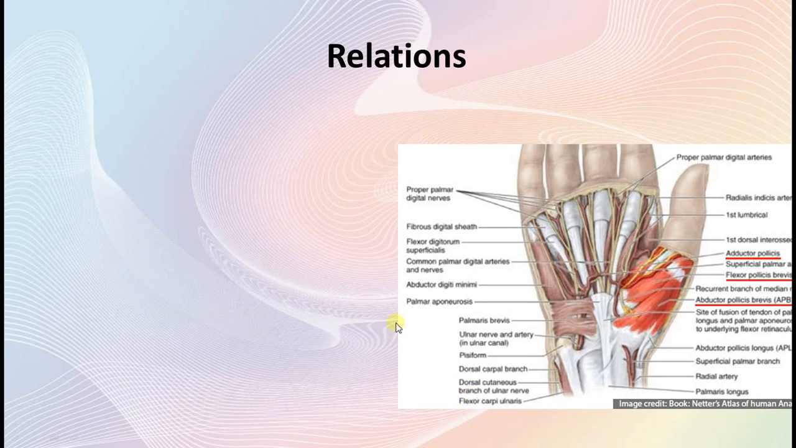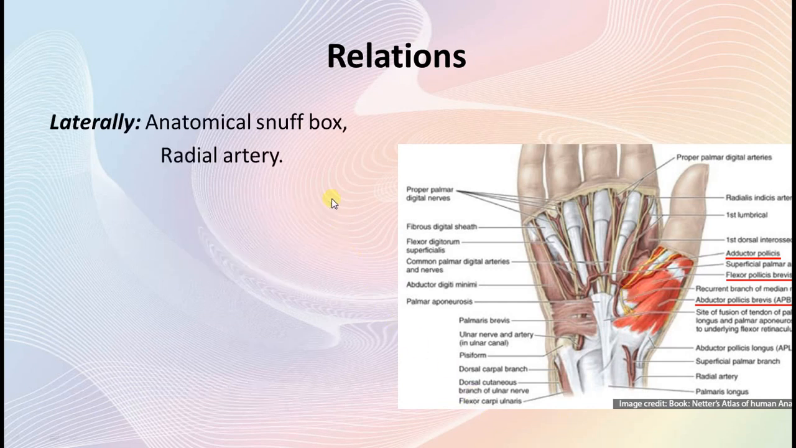Now coming to the relations of the wrist joint, laterally it will be related to the anatomical snuff box. So there is abductor pollicis longus, extensor pollicis brevis and extensor pollicis longus, and the radial artery running between these tendons, which is a content of the anatomical snuff box. Medially, you see the dorsal cutaneous branch of the ulnar nerve.